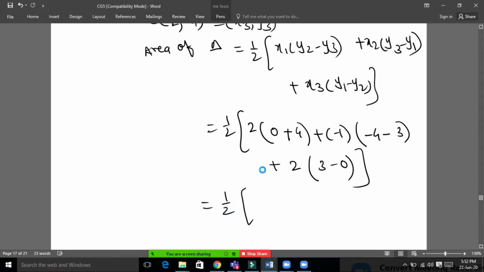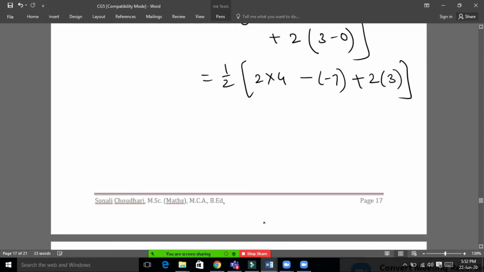Half into, now solve all the terms inside the bracket. 2 into (0 plus 4) is 4, so 2 into 4, plus minus becomes minus 1 into (-4 minus 3) which is -7, plus 2 into (3 minus 0) which is 3. So we get the area of the triangle equal to half into 2 4s are 8, minus minus becomes plus, so plus 7, and plus 2 3s are 6. So half into (8 plus 7 plus 6), that is 8 plus 6 is 14, plus 7 is 21. So 21 by 2 is the area of the triangle.